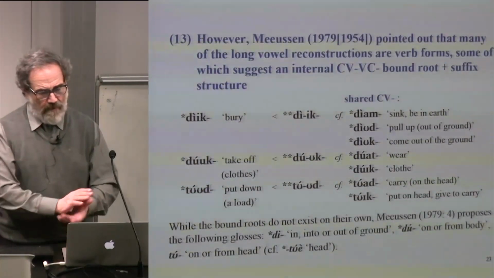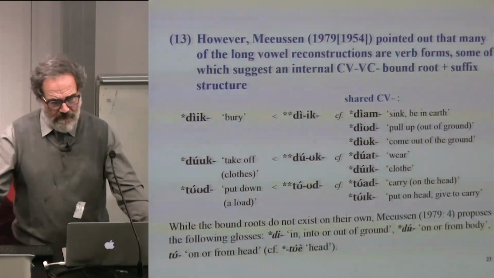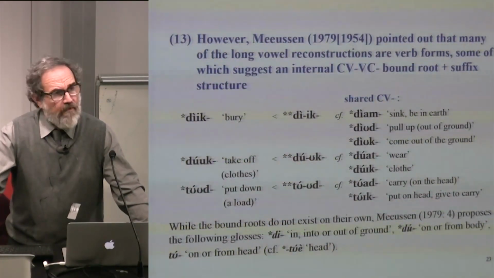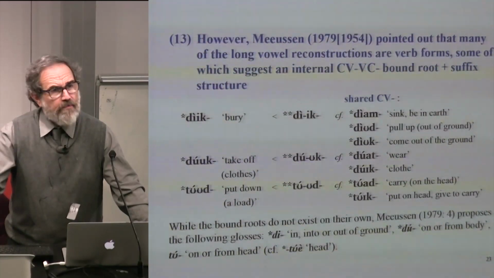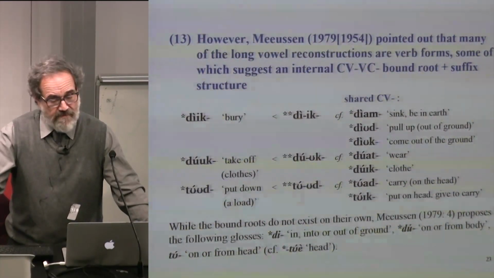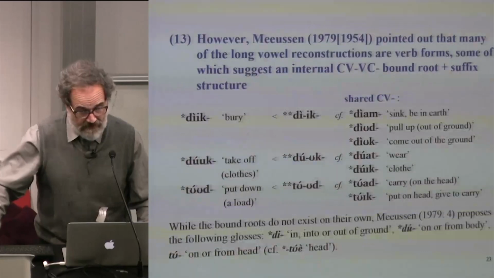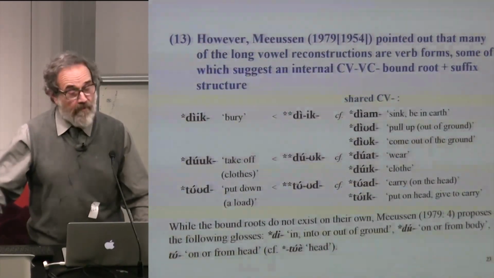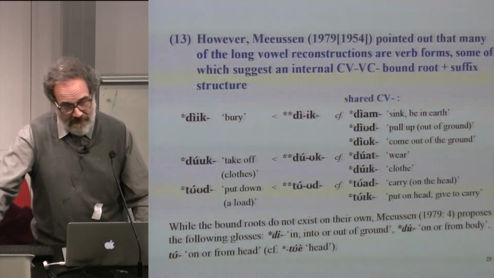However, Meeussen, in an article in Dutch in 1954 that was translated in 1979, pointed out that many of the long vowel reconstructions are verb forms, some of which suggest an internal CV root and a VC suffix. That is, two vowels coming together to give you the long vowel. And here are just three of the examples of that. So 'berry' is dìík with a long vowel. And the suggestion is that maybe it's d plus ik.